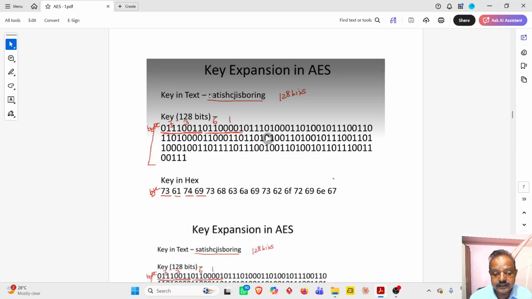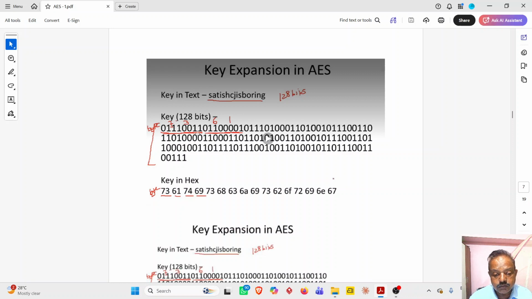And every letter or the text that you find here is represented by 8 bits. Say S is represented by something like that. So 8 bits are used. Similarly, all the 16 into 8, so it is 128 bits represented. So for every letter we are using here, it is represented by 8 bits. And these 8 bits are the binary representation.